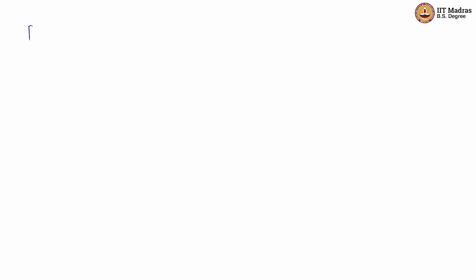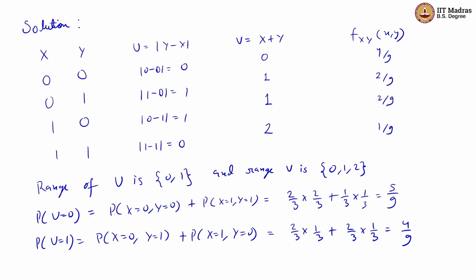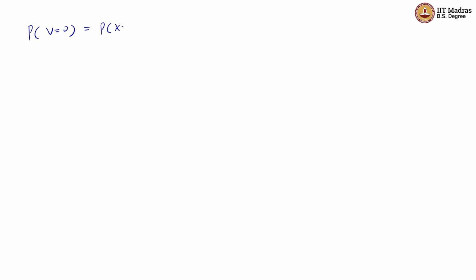Similarly, we will find the probability v is equal to 0 also. So here, what we have to do from the table for finding the probability v is equal to 0, we have to add the probability of all possible xy pair such that v is equal to 0. So for only one pair v is equal to 0, that is x is equal to 0, y is equal to 0. So the probability v is equal to 0 will be equal to probability x is equal to 0, y is equal to 0, and here also we can write joint as product of marginal because both the random variables are independent. So this probability will be equal to 2 by 3 into 2 by 3. So the probability is equal to 4 by 9.